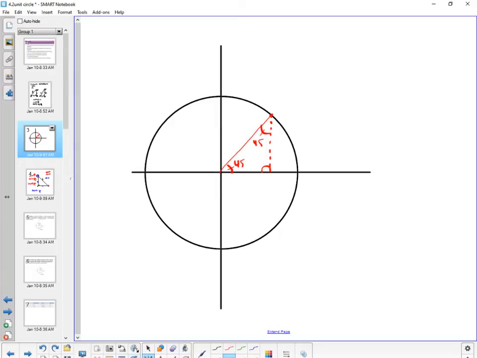Now, here's what I want to do. I want some coordinates to that point. Well, here's what I know.